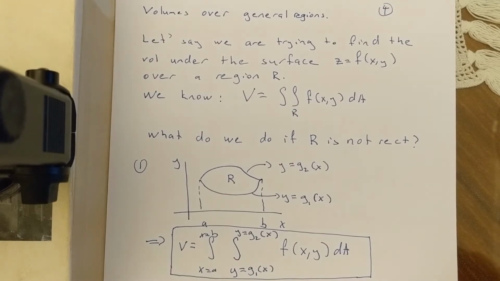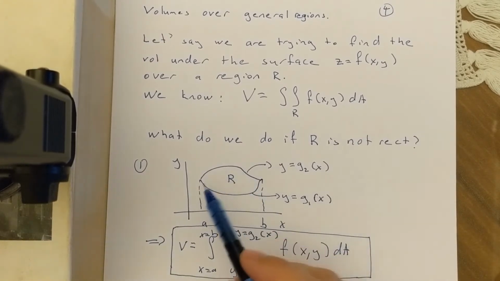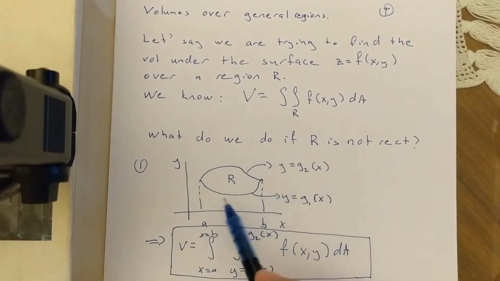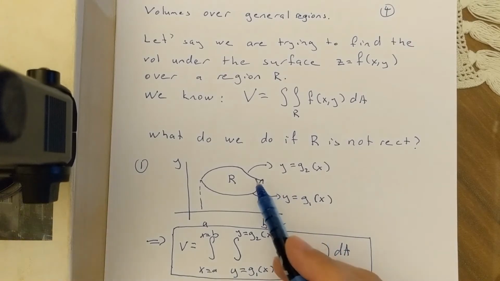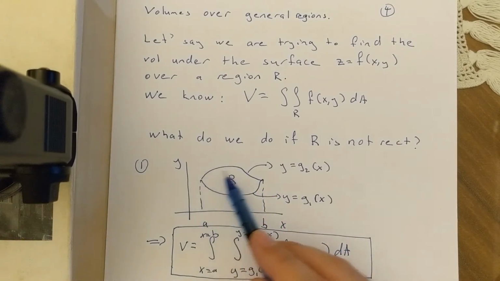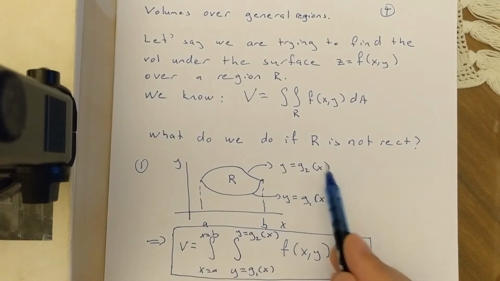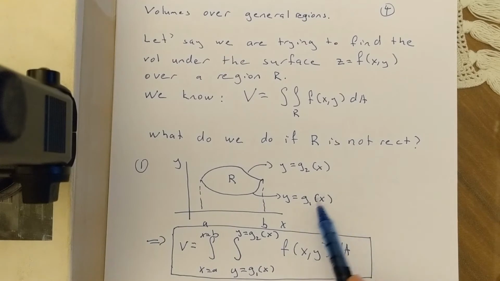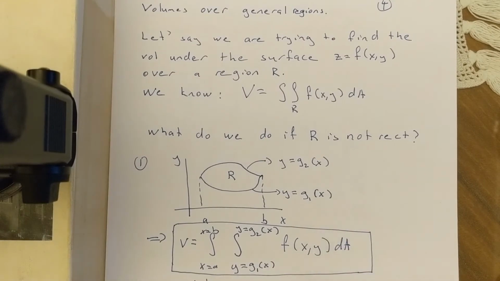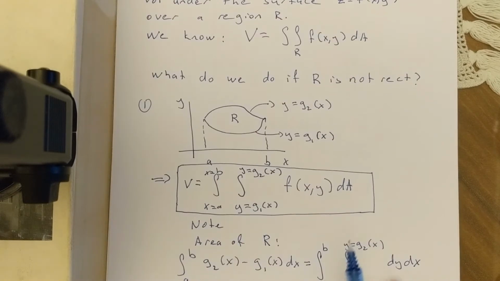So what do we do when R is not rectangular? Here I drew two cases. I have a weird R. Okay, so here is the weird R. It's not rectangular at all. But what I have is the following. I can say the top curve, this curve, is some function of x, I call it g2 of x, and this bottom curve that bounds it is another function of x, I call it g1 of x.